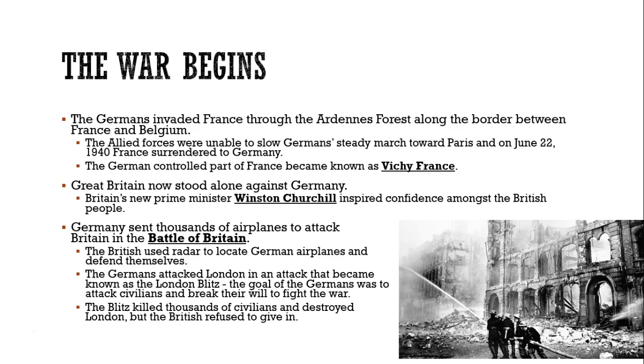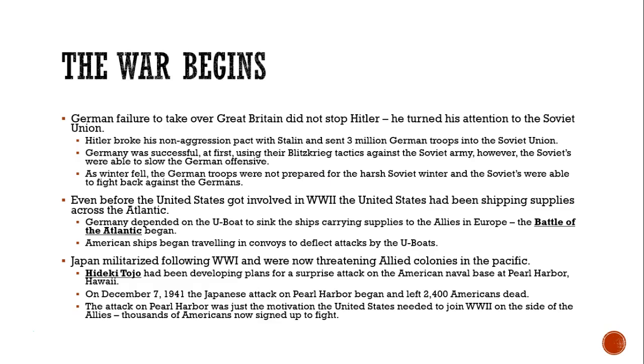If you are familiar with the London Underground, the Underground actually served as bomb shelters for anybody that was stuck in the streets during the bombings. It was built so far underground that the civilians were protected from the bombs. The Blitz overall killed thousands of civilians and destroyed London, but the British refused to give in. Keep calm, carry on. The German failure to take over Great Britain didn't stop Hitler, though.